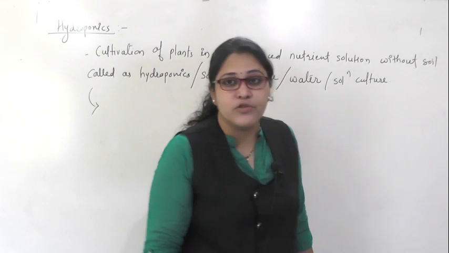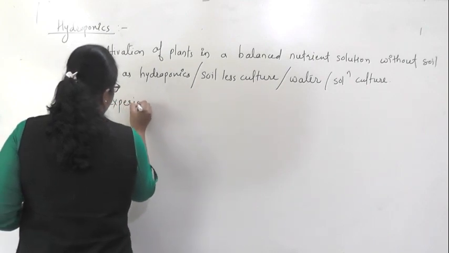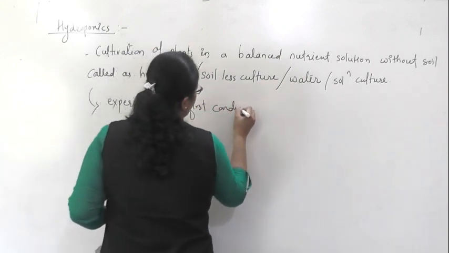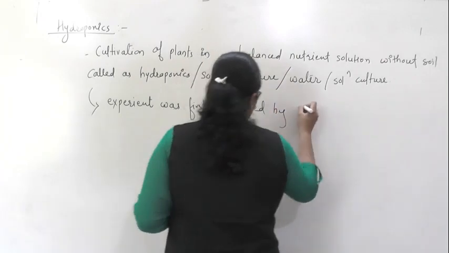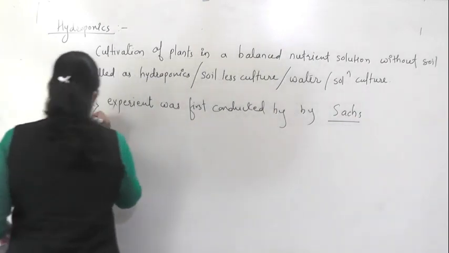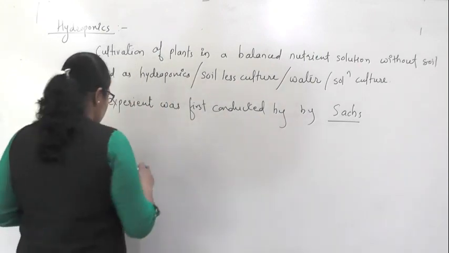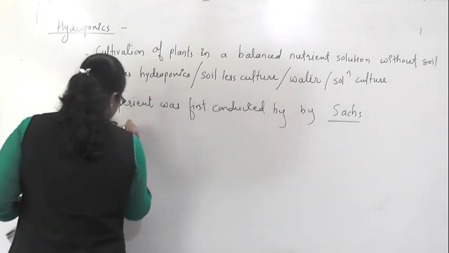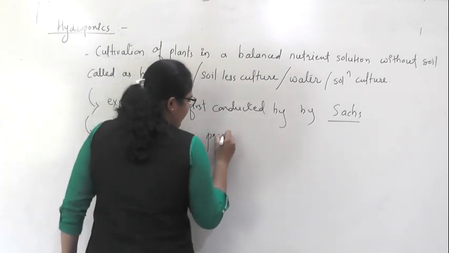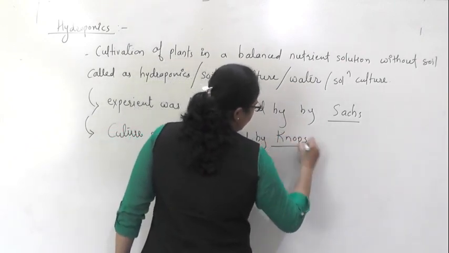This experiment was first conducted by Sachs. Whereas the hydroponics culture solution, the nutrient solution, was prepared by Knop. These two names you have to remember.